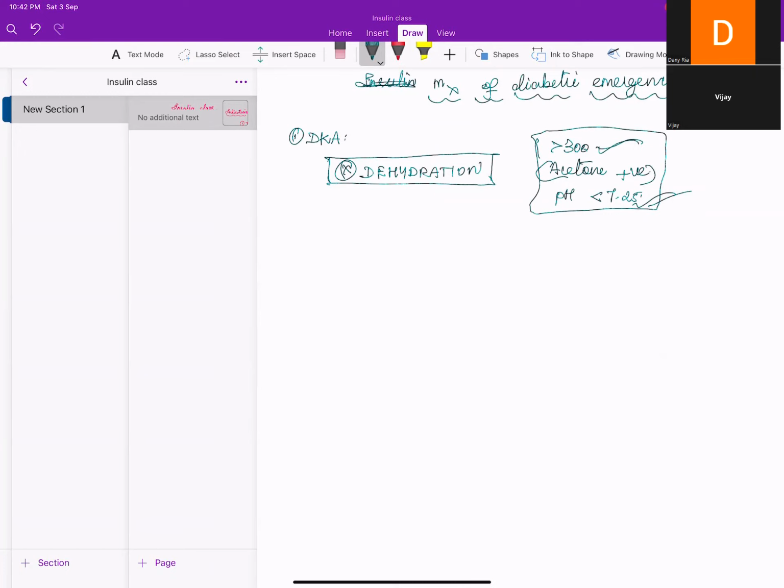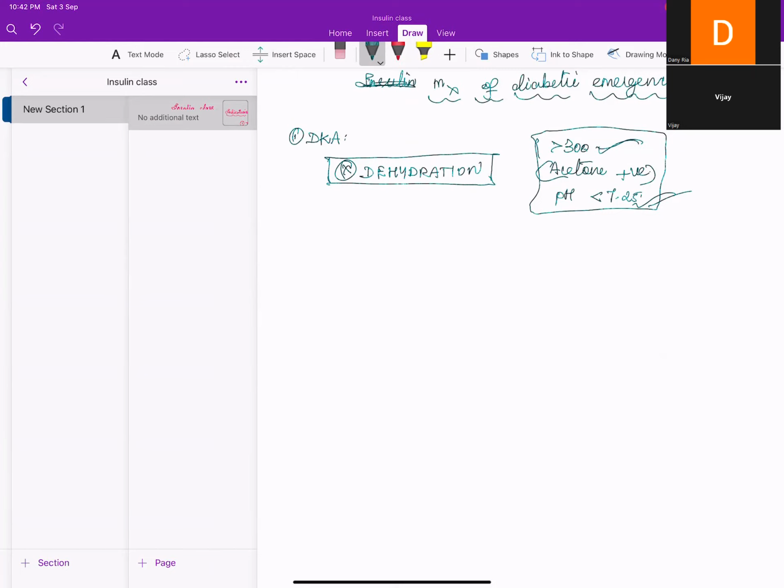Whenever there is acetone positive in urine, what inference should we get? High sugars plus acetone in urine means it is diabetic ketoacidosis. Because in HHS, there will be high sugars, but acetone will be negative. The treatment is nearly the same.